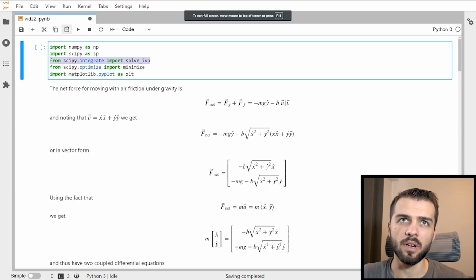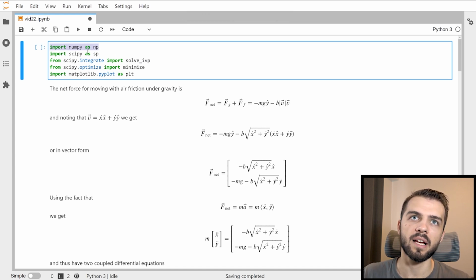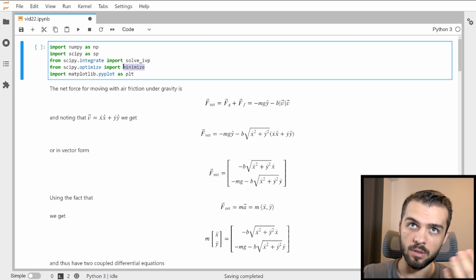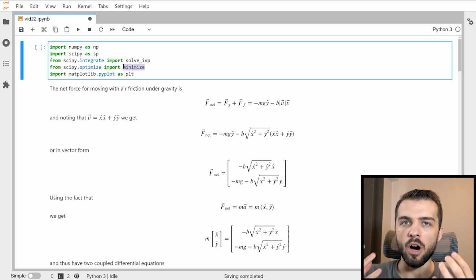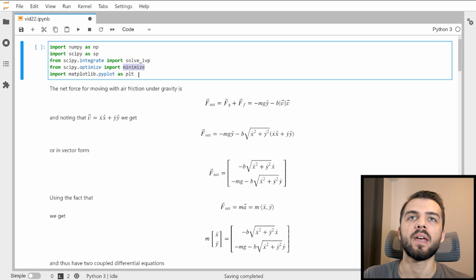So the packages aren't too complicated today. We have NumPy, of course, as always. Any analysis we do, we use NumPy, and SciPy is going to be used for solving the differential equation of the projectile motion. And then we're also going to use minimize because we're going to see for regular day objects like a soccer ball or a golf ball, what's the optimal angle that you send those to send them as far as possible. And of course, matplotlib for a little bit of plotting.